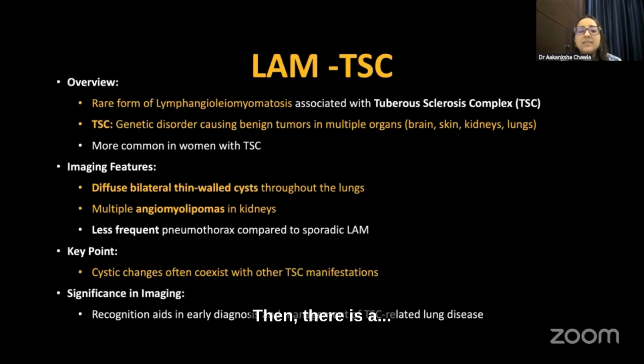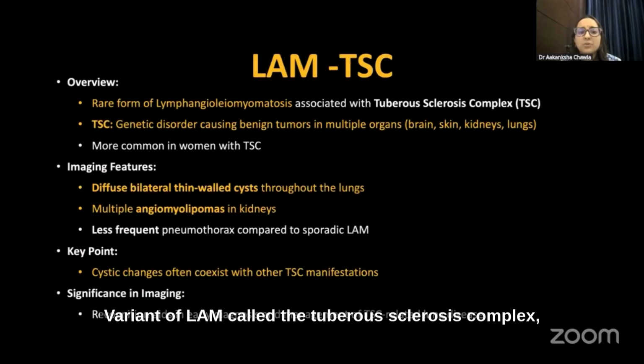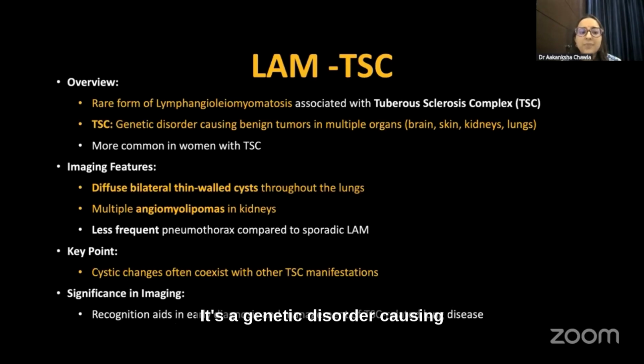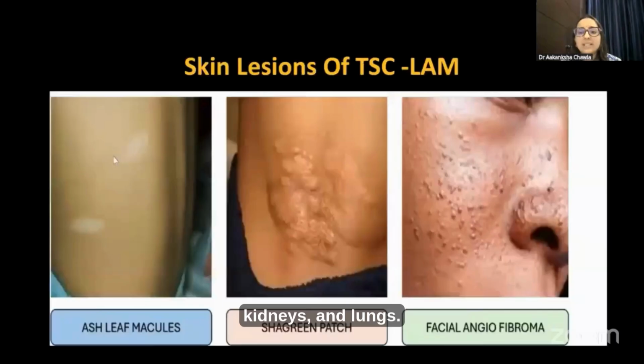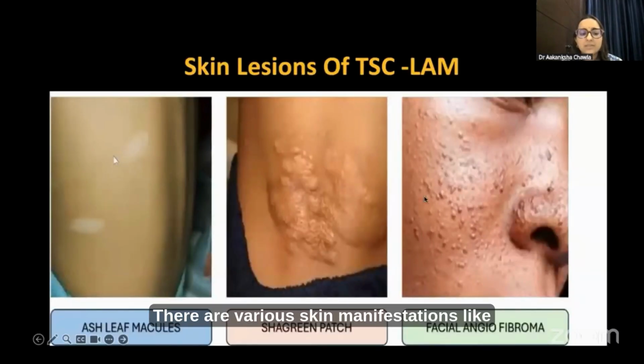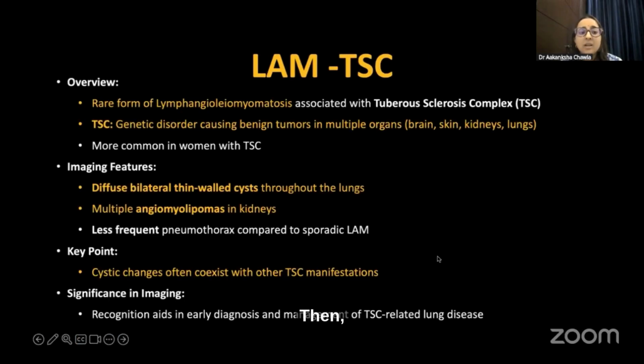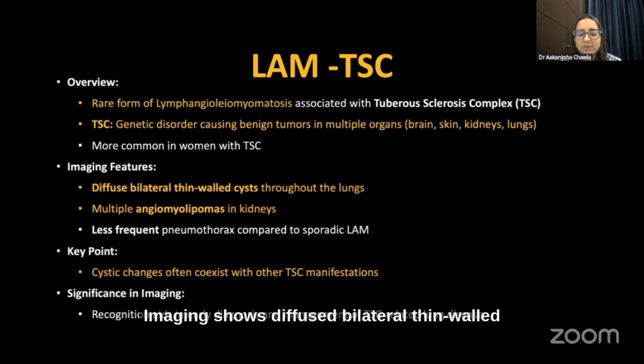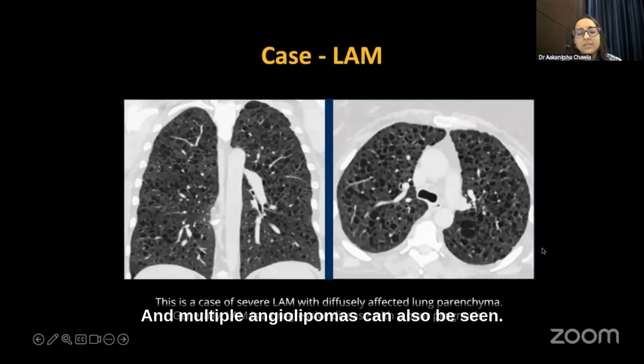Then there is a variant of LAM called the tuberous sclerosis complex, which is a rare form. It's a genetic disorder causing benign tumors in multiple organs like brain, skin, kidneys, and lungs. There are various skin manifestations like the ash leaf macules, shagreen patch, facial angiofibroma. Then there can also be involvement in other organs. Imaging shows diffuse bilateral thin wall cysts throughout the lung fields, and multiple angiolipomas can also be seen.